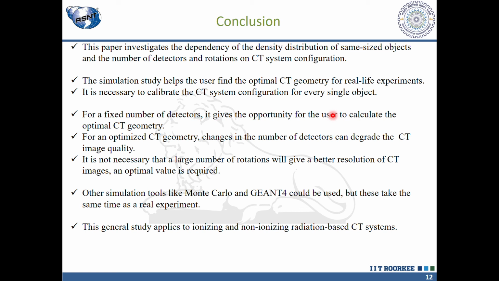For an optimized CT geometry, changes in the number of detectors can degrade the CT image quality. This change requires recalibration of the CT geometry. This study also demonstrates that a large number of rotations will not always give better resolution of the CT image. For a better resolution, an optimal number of rotations is required.